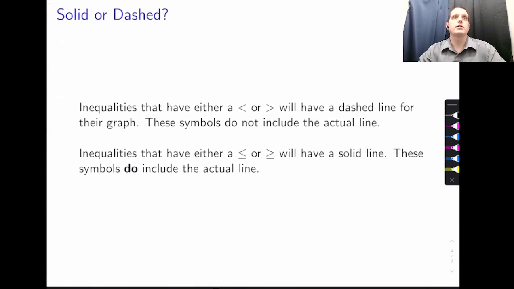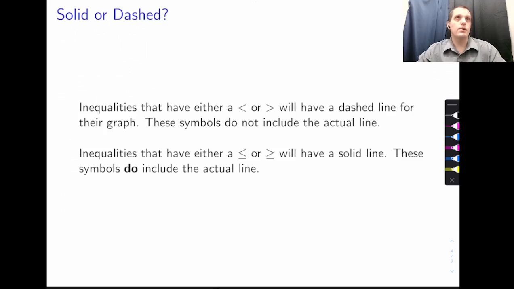So before we get too much further, we need to identify solid or dashed lines. Inequalities that have either a less than or greater than sign will have a dashed line for their graphs. These symbols do not include the actual line. We're going to find out more about this in the future, but there's going to be a whole region that is the answer, a whole huge area of the graph, and it's going to be that entire region up to but not including the line.